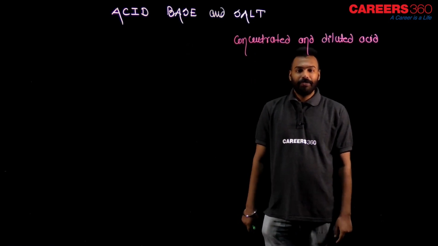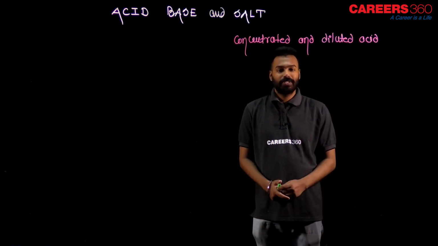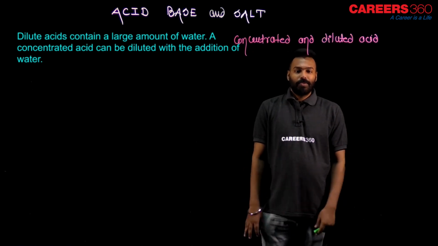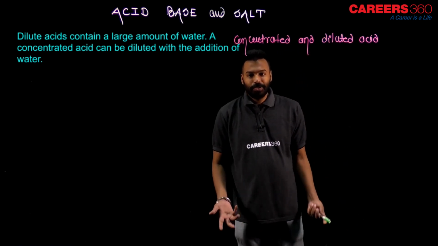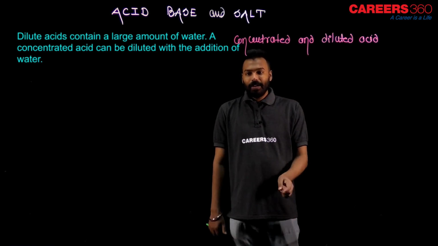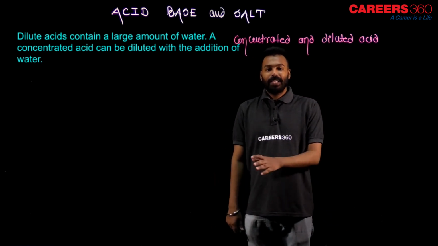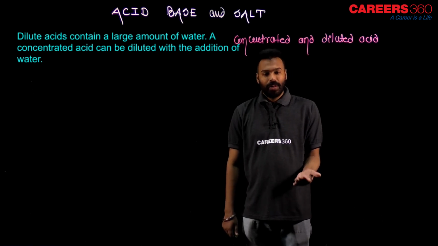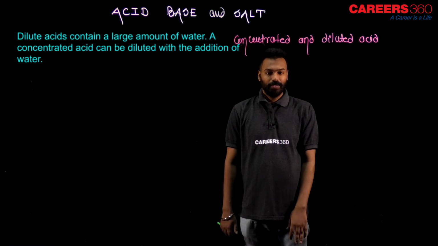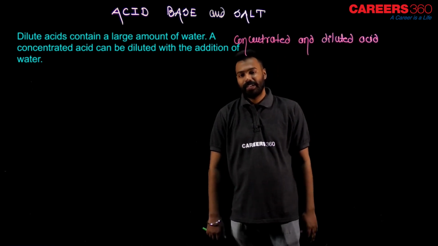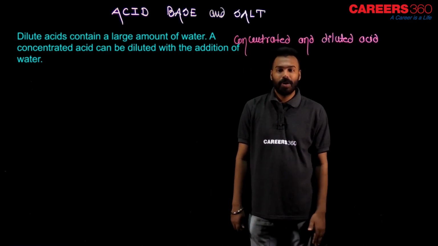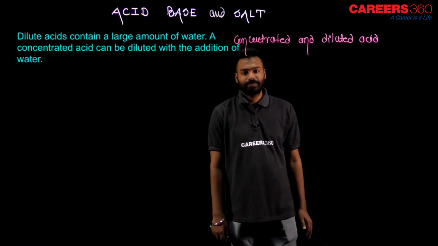Let's see the definition of dilute and concentrated acid now. Dilute acid contains a large amount of water. Of course, it should contain a large amount of water, then only it will be dilute. A concentrated acid can be diluted. See, what is concentrated acid? Concentrated acid means the acid amount is more with respect to water. Then it is concentrated acid. When the acid amount is very less with respect to water, then it is dilute acid.